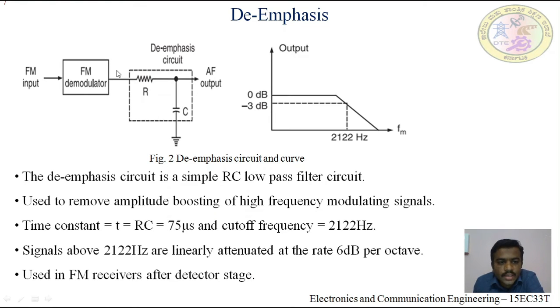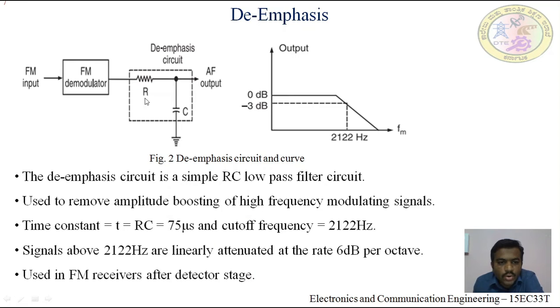The modulating signal at the output of this demodulator still has the amplification. This amplification was provided to the modulating signal by using the pre-emphasis circuit in the FM transmitter. Hence, in order to remove this amplification, we should use the de-emphasis circuit. This de-emphasis circuit will help to attenuate the amplification present in the output of the FM demodulator circuit. De-emphasis circuit is a low-pass filter constructed using simple resistance and capacitance.